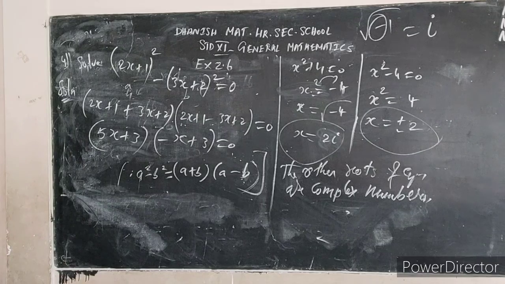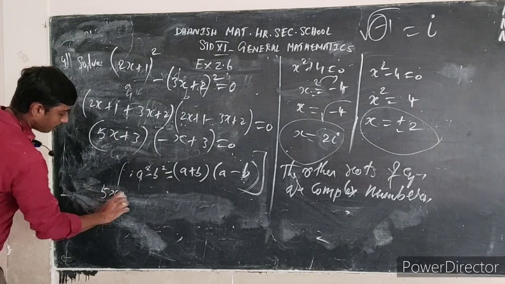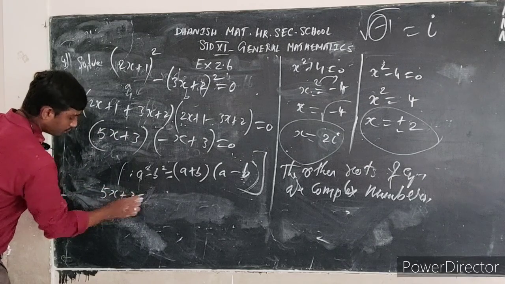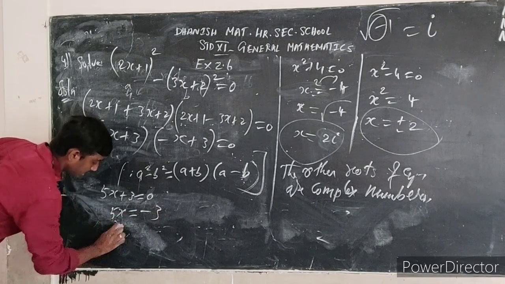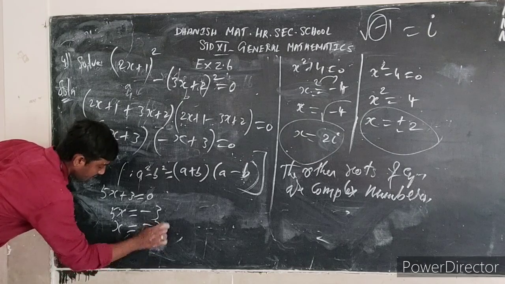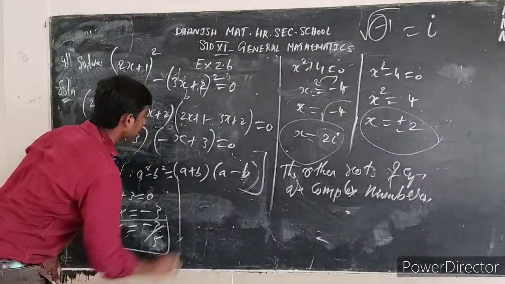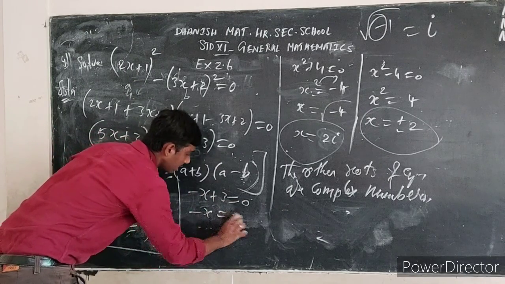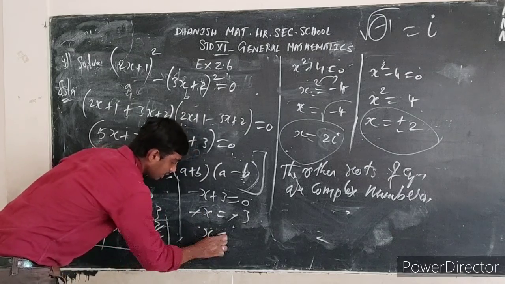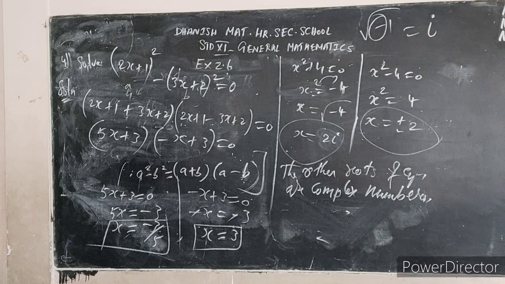Now equating with 0, we get 5x plus 3 equal to 0 here. 5x equal to minus 3, x is equal to minus 3 by 5. So x equal to minus 3 by 5. Then minus x plus 3 equal to 0 means minus x equals minus 3, the minus cancels, x is equal to 3. So the values are minus 3 by 5 and 3.